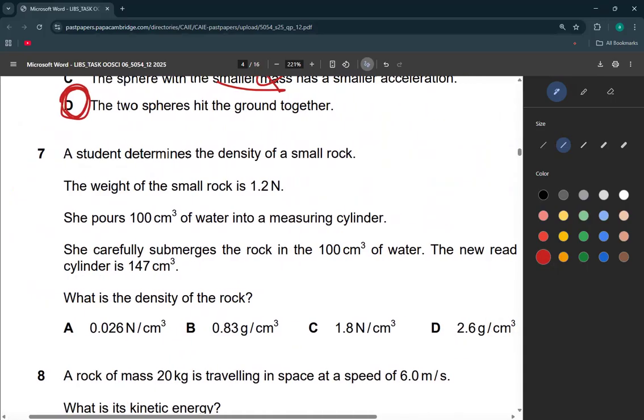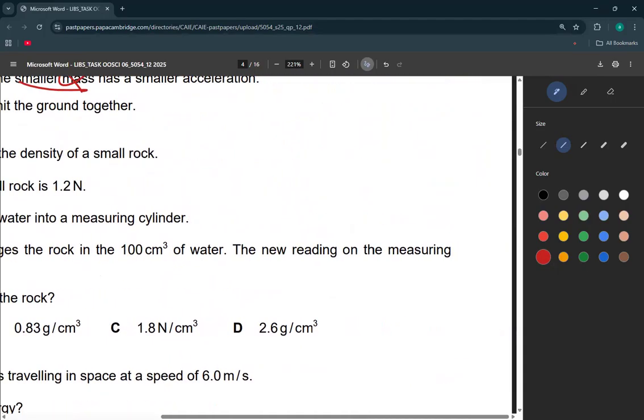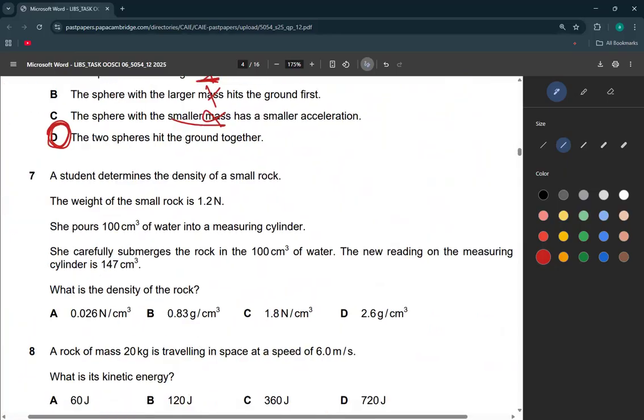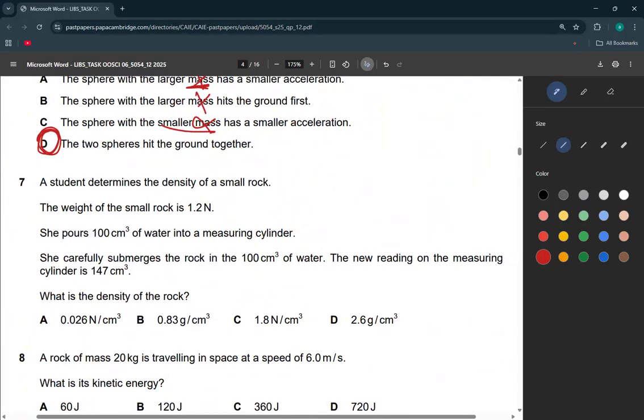A student determines the density of a small rock. The weight of the small rock is 1.2 Newton. She pours 100 centimeter cube of water into a measuring cylinder. She carefully submerges the rock into the 100 centimeter cube of water. The new reading on the measuring cylinder is 147 centimeter cube. What is the density of the rock?